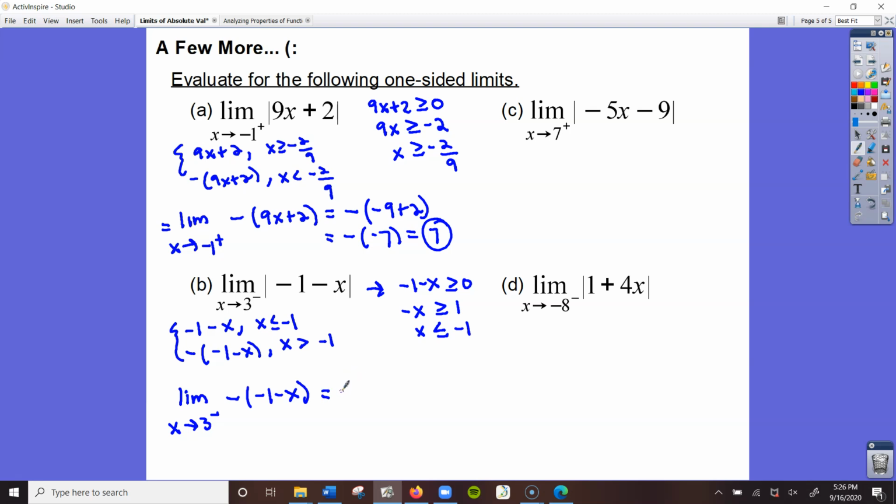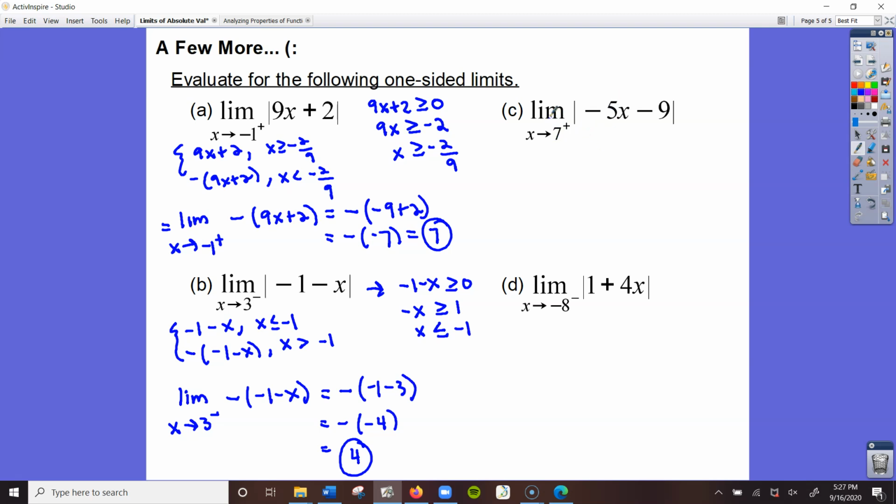And when I do so, I get negative, parentheses, negative 1 minus 3. Negative 1 minus 3 is negative 4. And then a negative times negative 4 would give me a positive 4 as my answer.